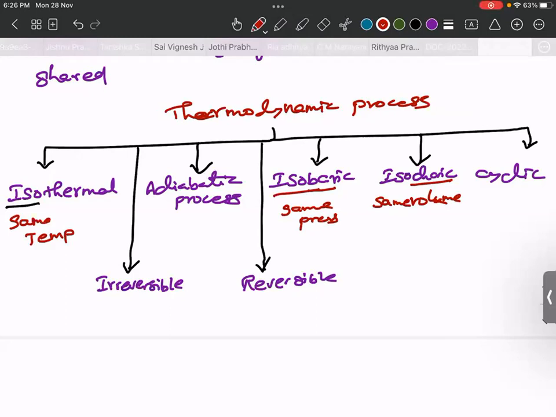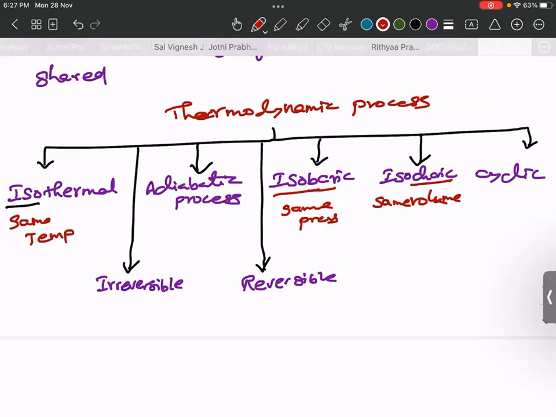Okay. So next class, tomorrow, we can see the thermodynamic process. The internal energy we have seen today, no? We have completed internal energy. Tomorrow we are going to see what is heat and what is work done. And then we have to give the first law, second law, third law.